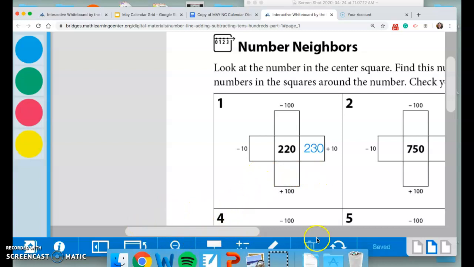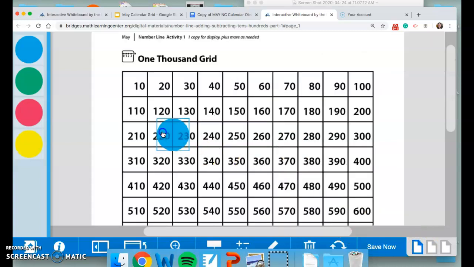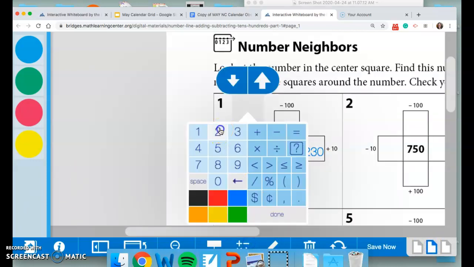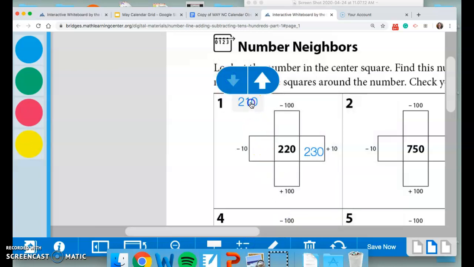Now let's take a look and figure out what is 10 less. We'll go back here, replace it to 220. What is 10 less than 220? So if we make our counter go over, 10 less is 210. So we will put that in.